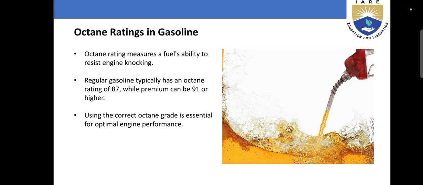Octane ratings in gasoline. Octane rating measures the fuel's ability to resist engine knocking. Regular gasoline typically has an octane rating of 87, while premium can be 91 or higher. Using the correct octane grade is essential for optimal engine performance.